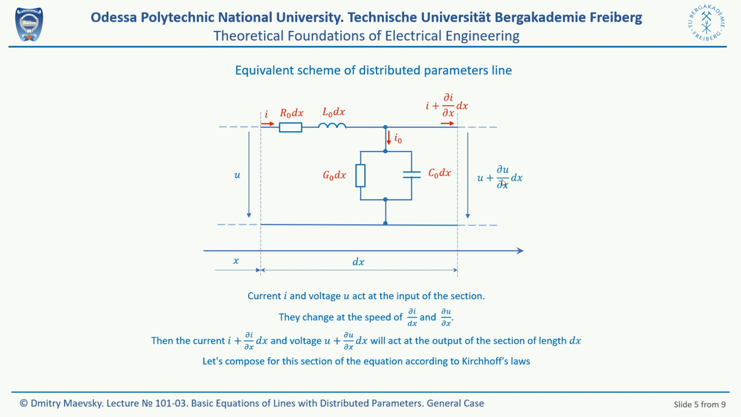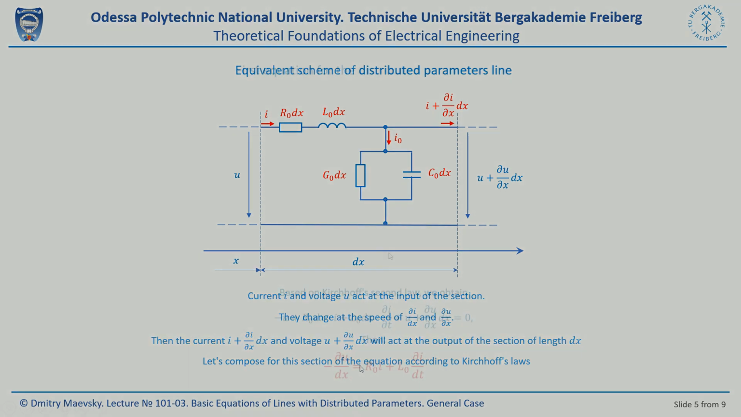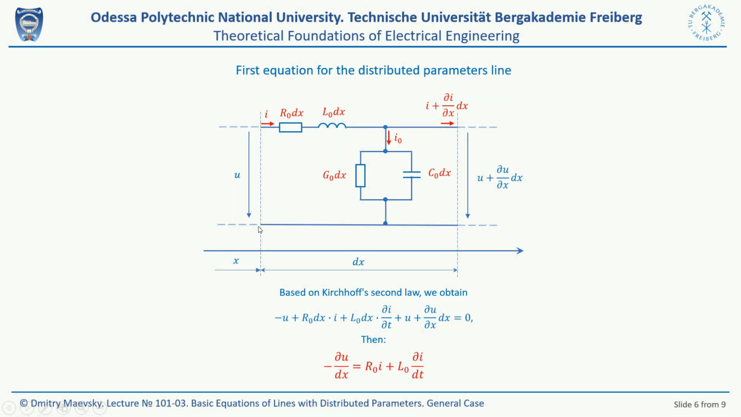Under the influence of voltage at the end of the section there must be a current in the parallel connected elements G0 and C0, which we designated as I0. So now everything is ready to write our equations. So let me get the first equation of the line.